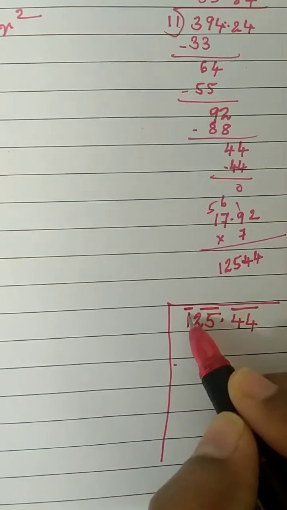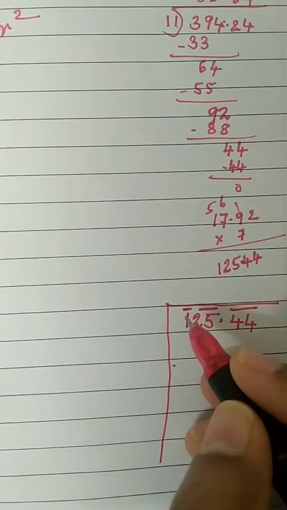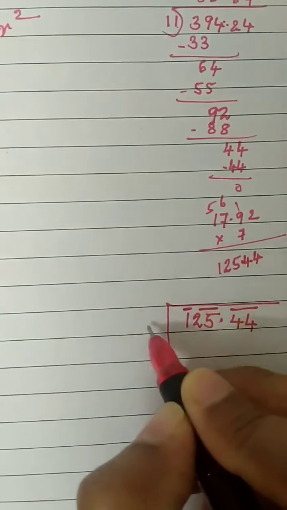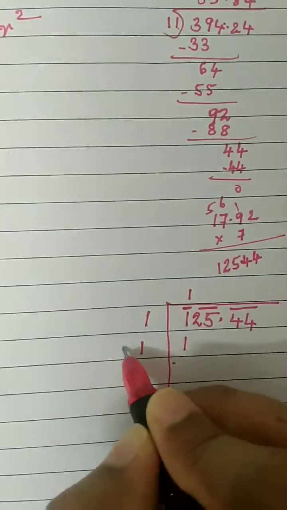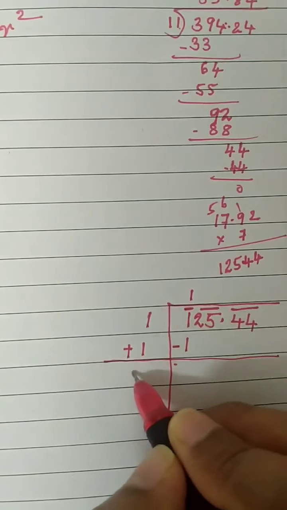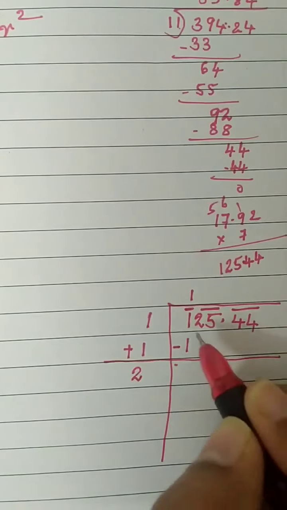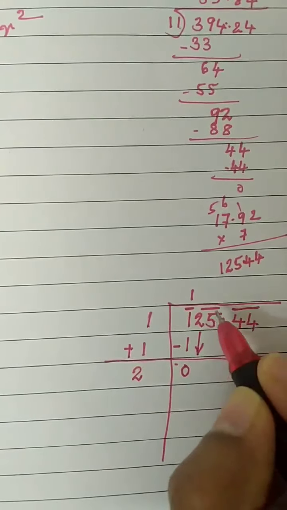Now, we will start with the calculation. The first number is 1. Which number's square will you get 1? 1 only. 1 into 1 is 1. So, 1, 1, 1 and 1. Here plus and here minus. 1 plus 1 is 2. Leave space here. 1 minus 1 is 0. Now, you will bring the next group down.